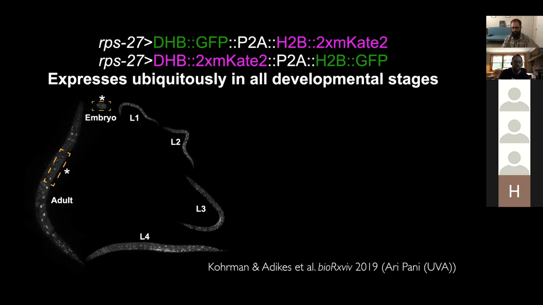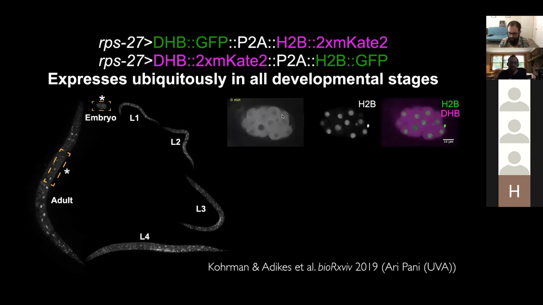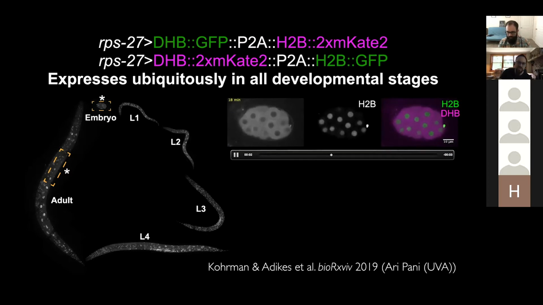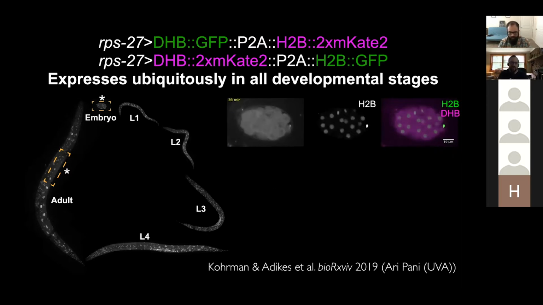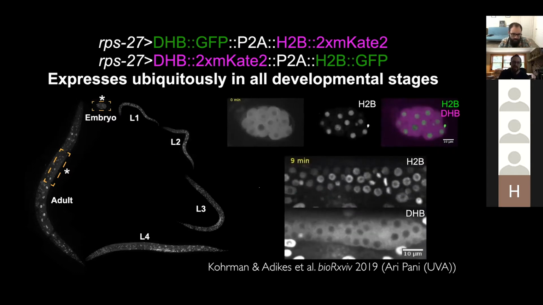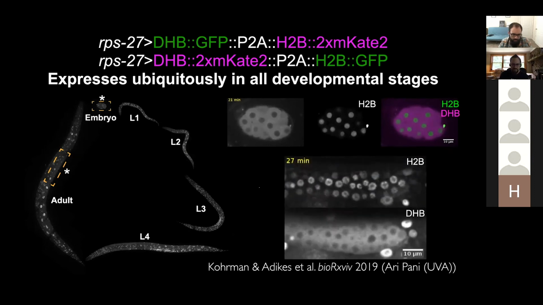And so we've picked promoters that are expressed ubiquitously in all developmental stages. And so this is just showing that the biosensor is expressed in the embryo. And you see that you get nuclear exclusion in the embryo as cells are quickly cycling. And then it's also expressed in the germline.